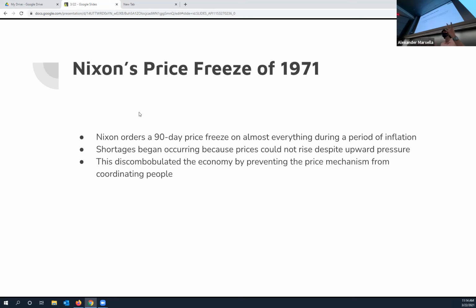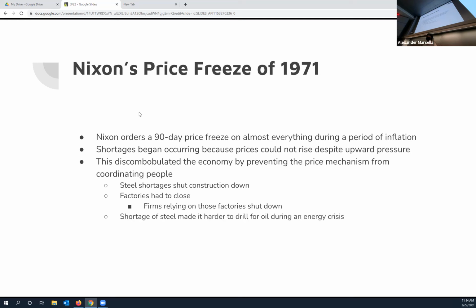And this kind of threw the economy out of whack, because we've talked about how prices help coordinate people's actions across the country. So there was a steel shortage, which shut down a lot of construction. Factories started to close. Firms relying on those factories had to shut down temporarily. A shortage of steel made it harder to drill. We were in the middle of an energy crisis, and we couldn't drill domestically for oil because we didn't have any steel. Made things even worse.